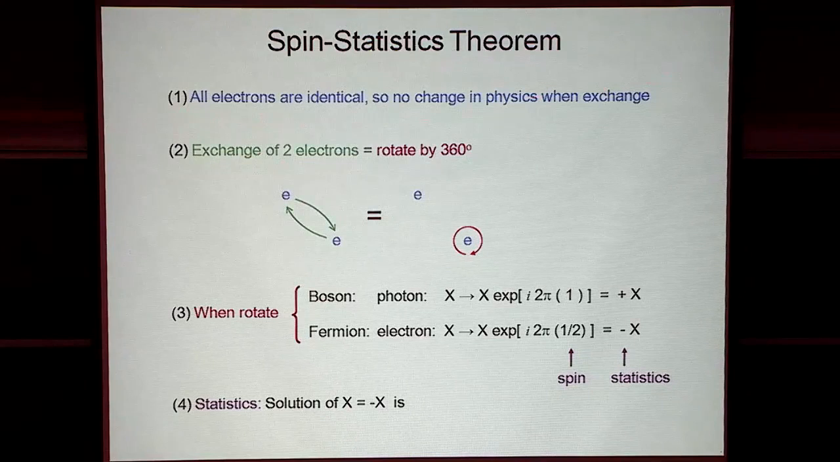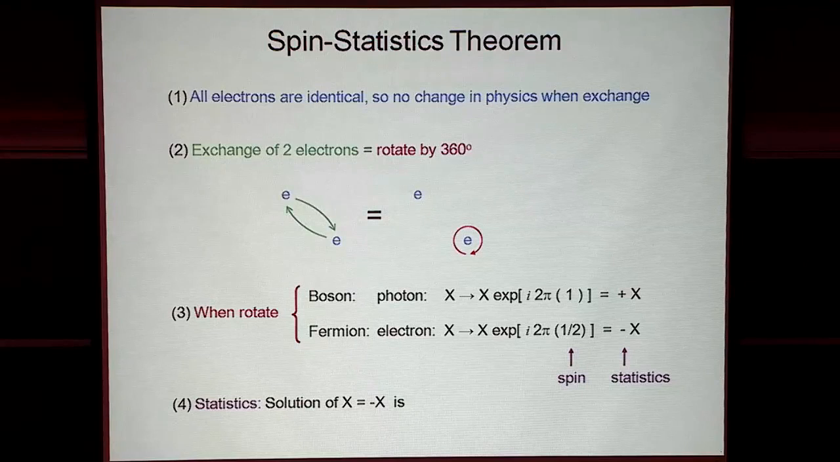The way it goes is that all electrons are identical. So if you exchange those electrons, they're the same thing. You can't tell them apart. You should get the same physics. So what he does is say, if you exchange two electrons, this one goes to this one here, it has this strange idea that that is equivalent to one electron rotating by 360 degrees.